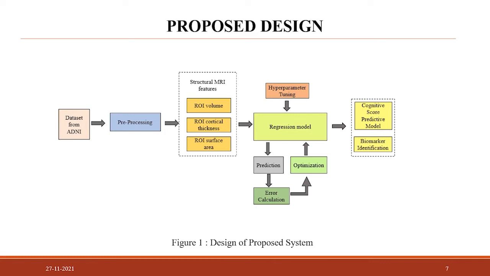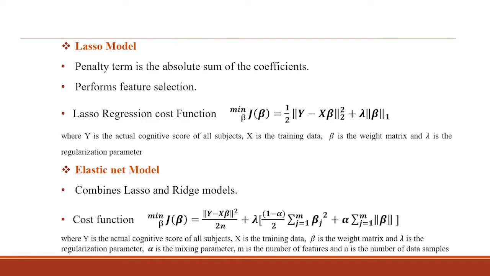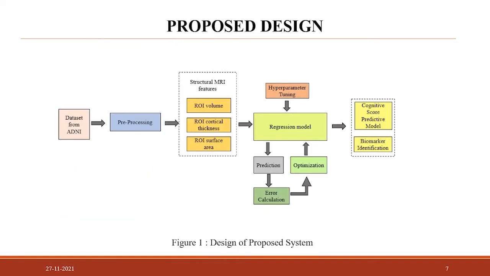Based on this, the prediction is done. The cognitive score prediction is estimated using the regression model by following a linear predictive function. Y predict is equal to x times beta plus intercept, where x represents the MRI features selected for a particular time point, y predict represents the corresponding predicted cognitive scores at that time point, beta represents the coefficient matrix, and intercept represents the bias. So this is the design of the system, and the biomarkers are also identified.